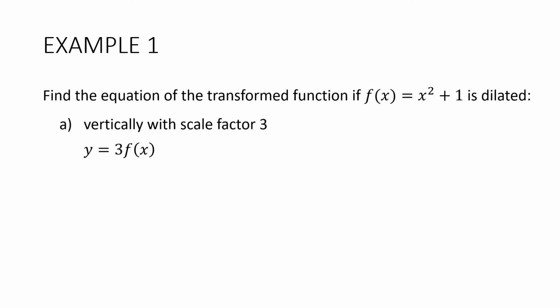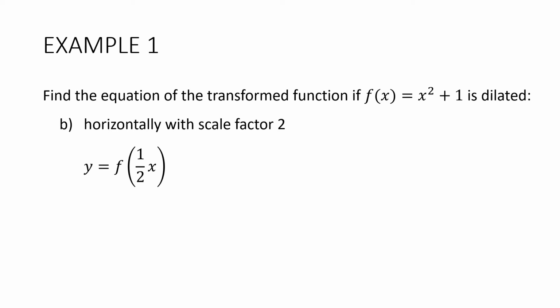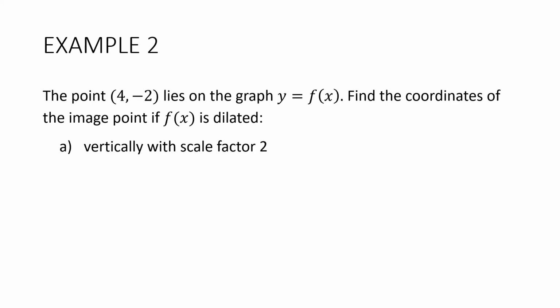So that's the same as 3 outside of x squared plus 1 in brackets, or 3x squared plus 3. Now horizontally with a scale factor of 2, this is where we want to put 1/2 in with the x. So we want f of 1/2 of x. So everywhere we see an x in the function, we're going to put 1/2 of x in brackets like this. And squaring that out, we get 1/4 x squared plus 1.